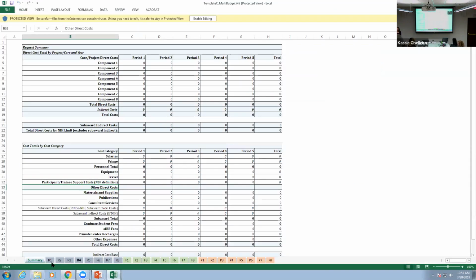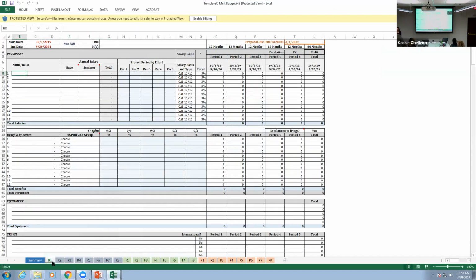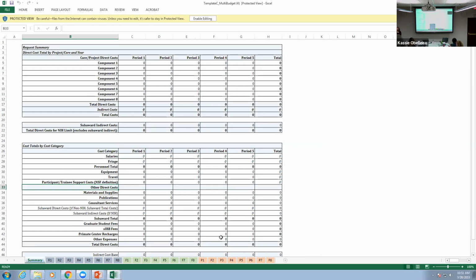So the R1, 2, 3. These are like different budgets. So NIH, when you do a multi-component, you have like an administrative core, and then you might have an animal core, and then you might have 3 research projects, and they all have to have separate budgets and be submitted to NIH. So you would do each budget on a different one, and then it would summarize your totals.